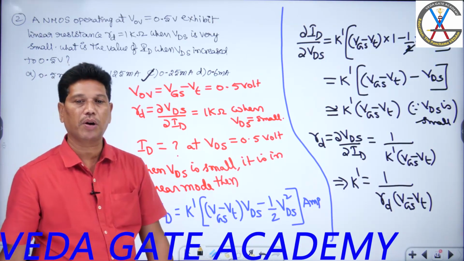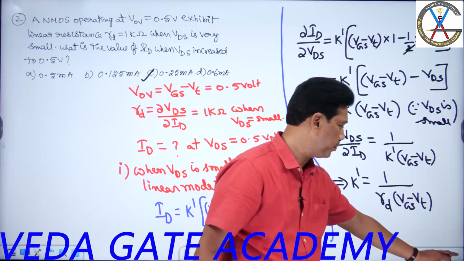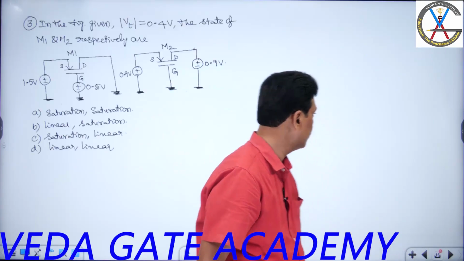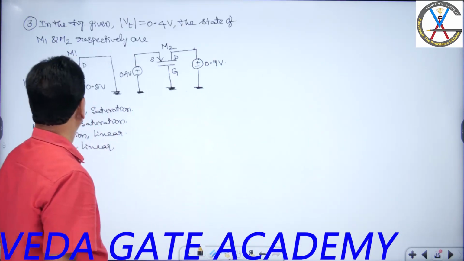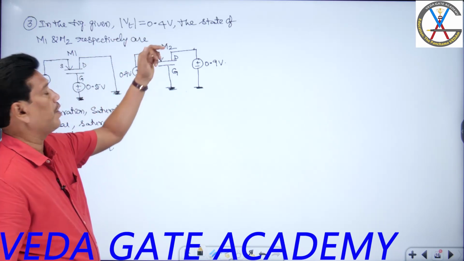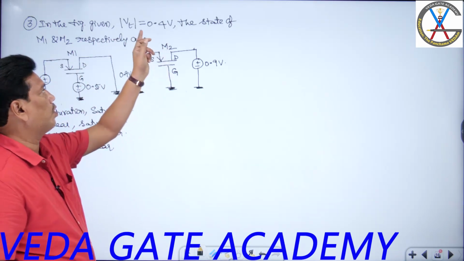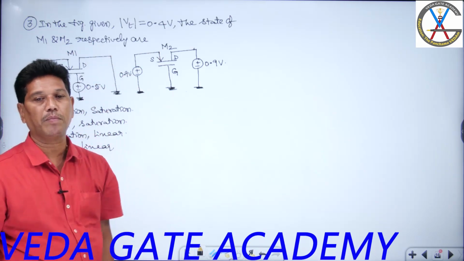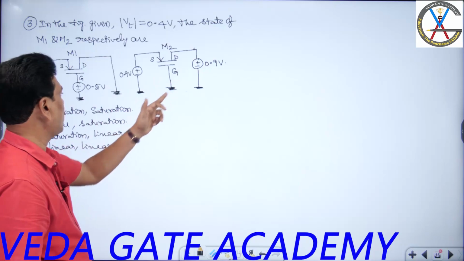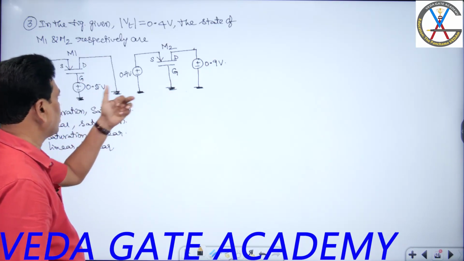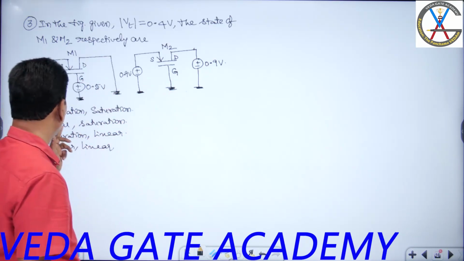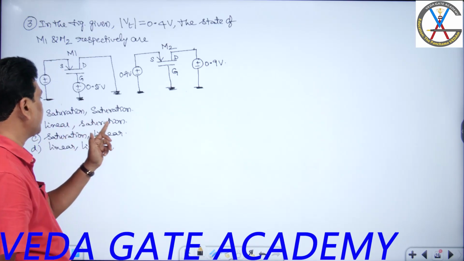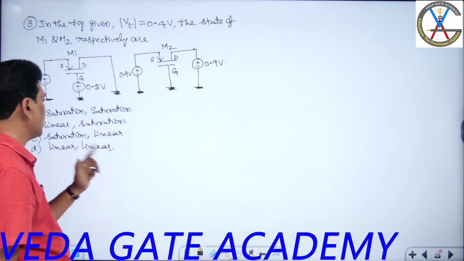Okay, I can examine, sir. Third one. In the figure given, modulus of VT equal to 0.4 volts, the threshold voltage. What are the states of M1 and M2 respectively? These are the two MOSFET transistors given. What is the state of each one, I am asking. Options given: saturation, saturation; linear, saturation; saturation, linear; linear, linear.